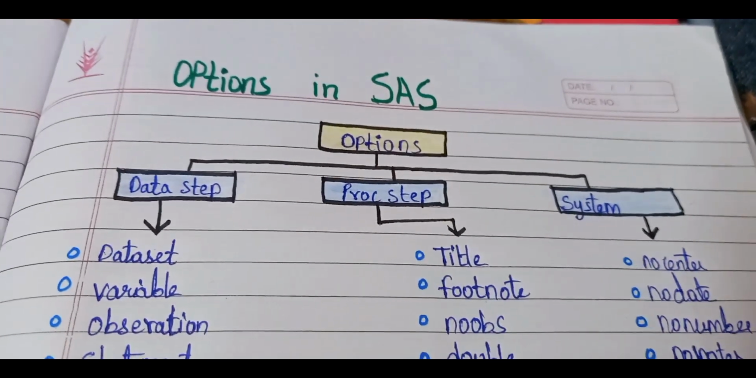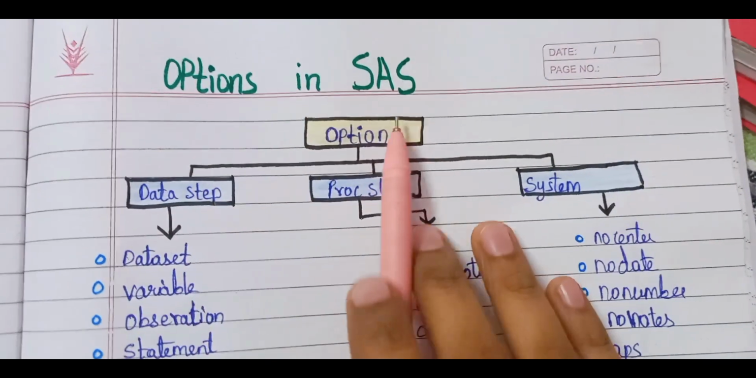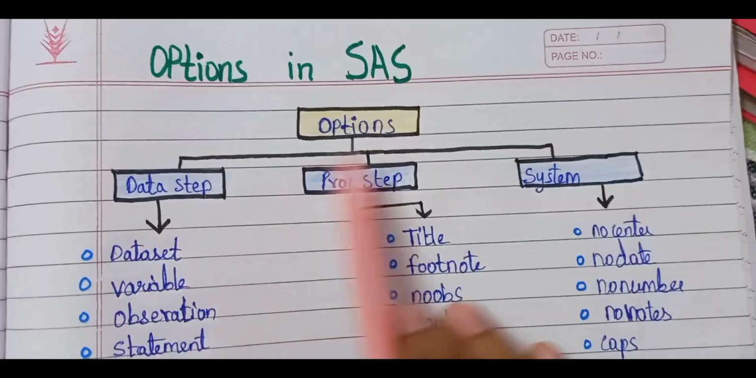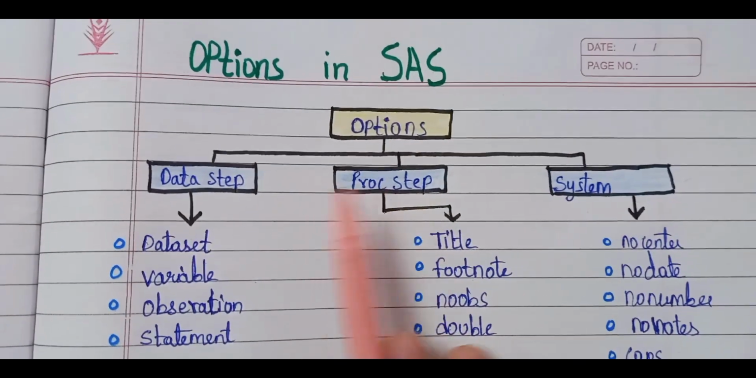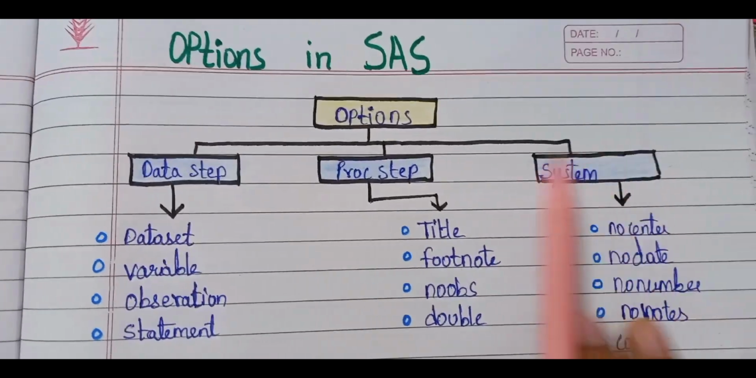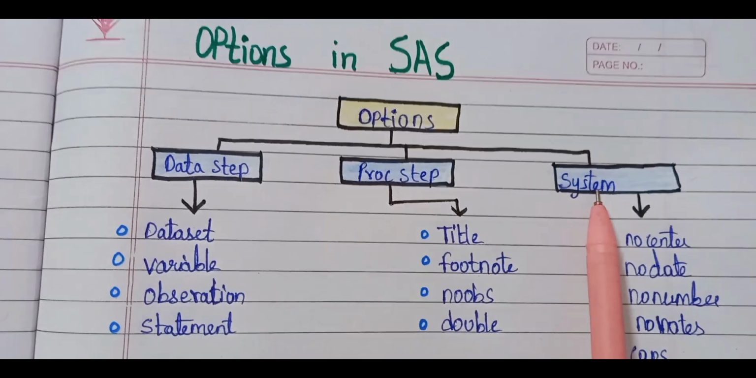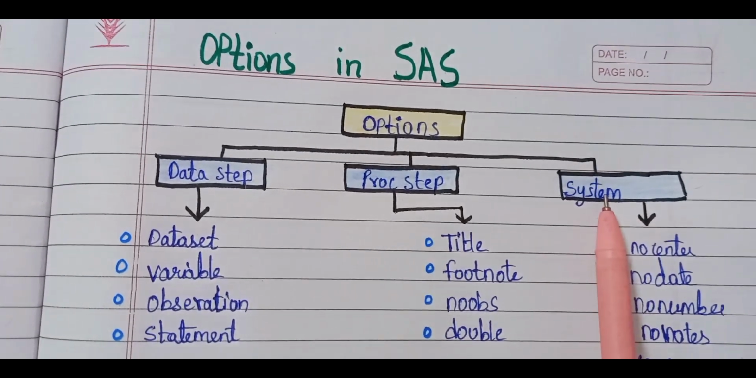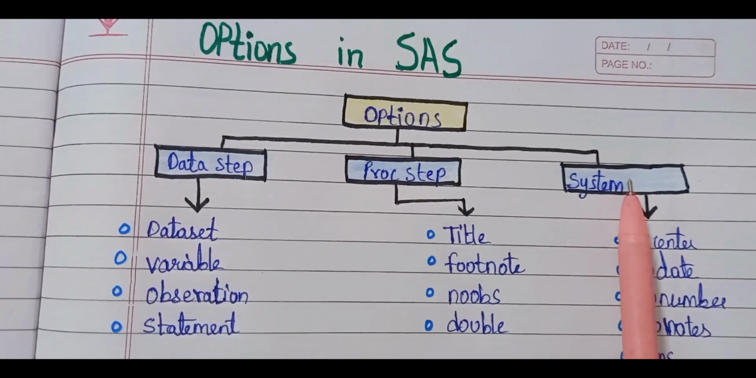Okay, let's begin with the session. Today we will talk about options in SAS. SAS options contain mainly 2 types: data step options and proc step options, and one more option is system options, or global options you can say. When you install the SAS software, these options are also installed by default.